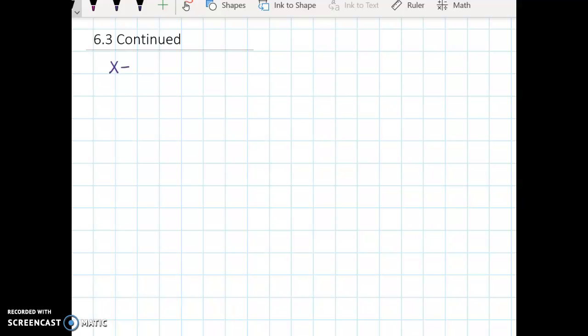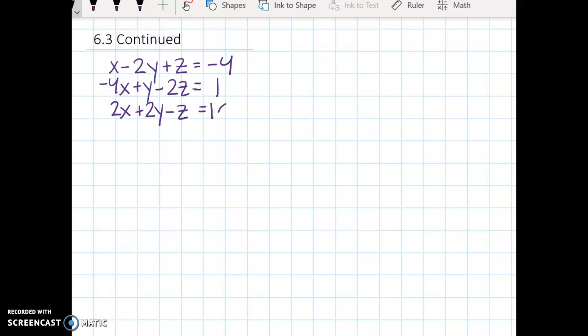So our system was x minus 2y plus z equals -4, -4x plus y minus 2z equals 1, and 2x plus 2y minus z equals 10. It goes without saying, but if you already saw this one, you can fast forward, unlike in real life when you just have to keep listening to me.